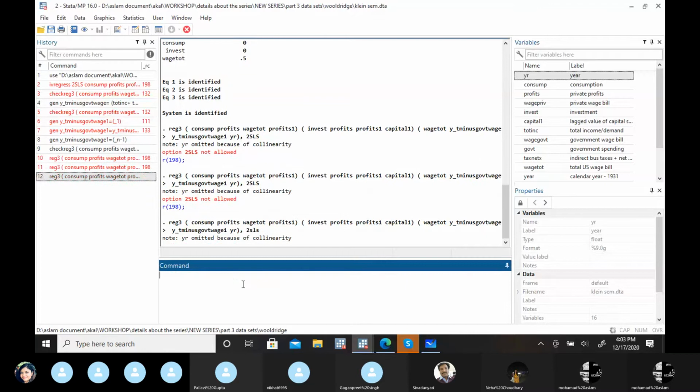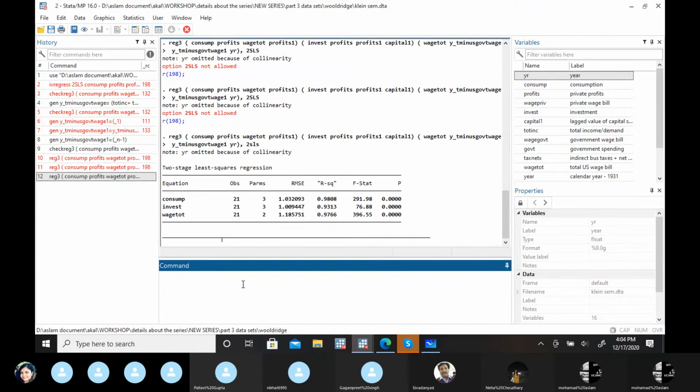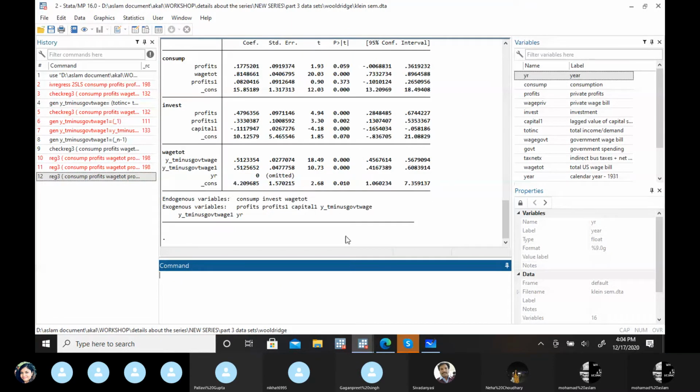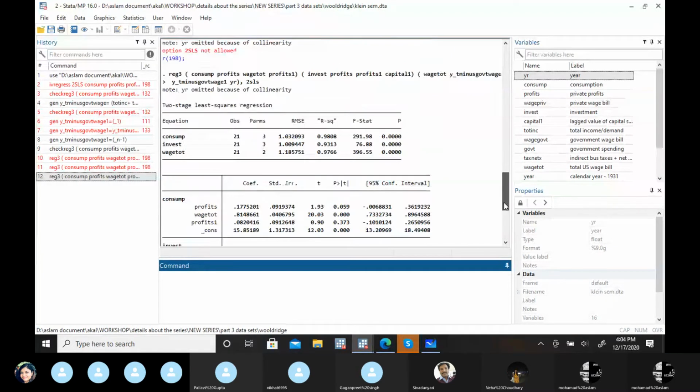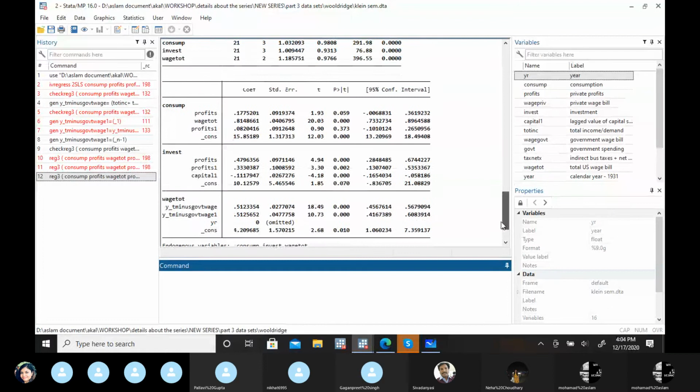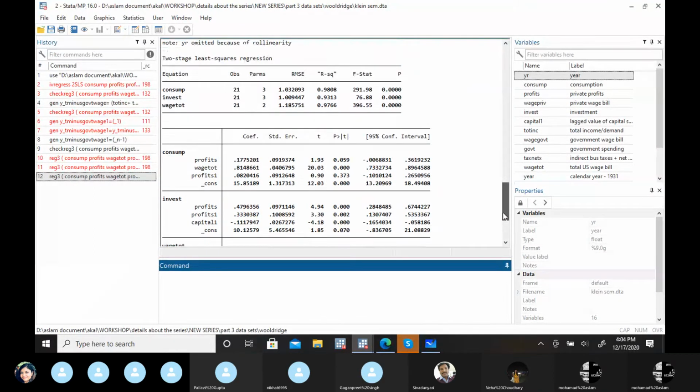Let's try. Yeah, with small letters it's working now. So endogenous variables are consumption, investment, and wage, and exogenous are profit of last year, capital stock of last year, and so on: P(t-1), K(t-1), P, and Y plus T minus W. These have taken N time. So in the end you will get the 2SLS model.